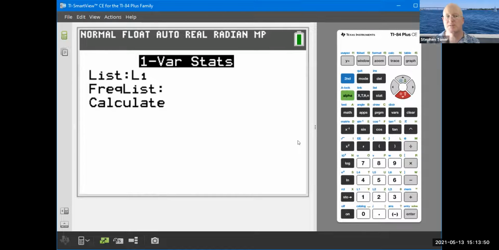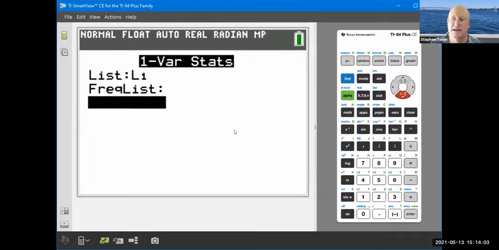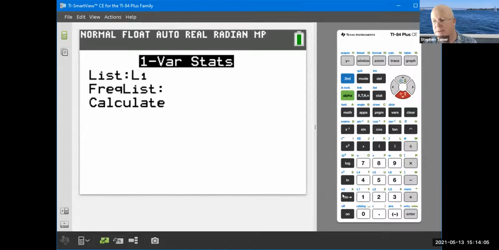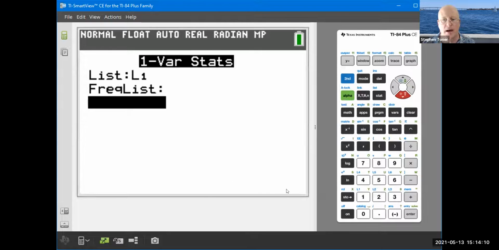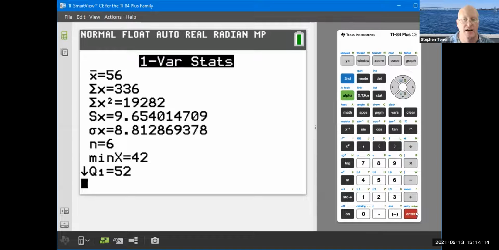Now, do not spell it list 1 with an L and then a 1. We will not be using these green button keys or the green ones with the alpha key at all in this class. If you want L1, you're going to go second the number 1, and that's where the L1 shows up on your calculator. Now, when you hit calculate, it's going to give us a bunch of different values.